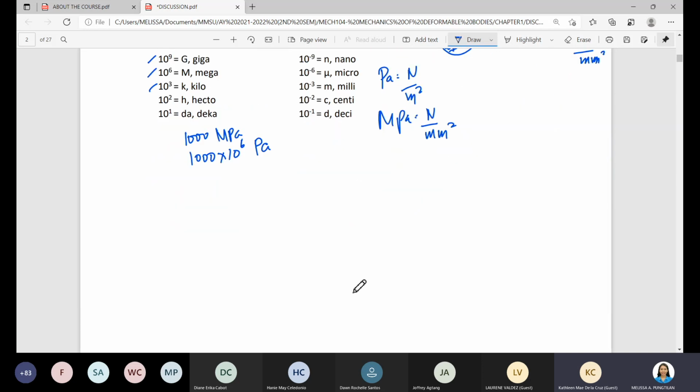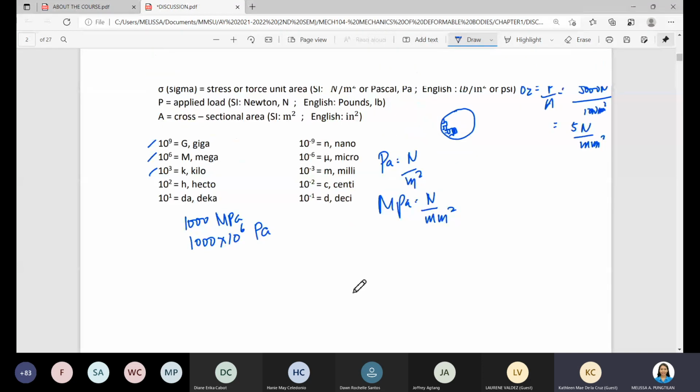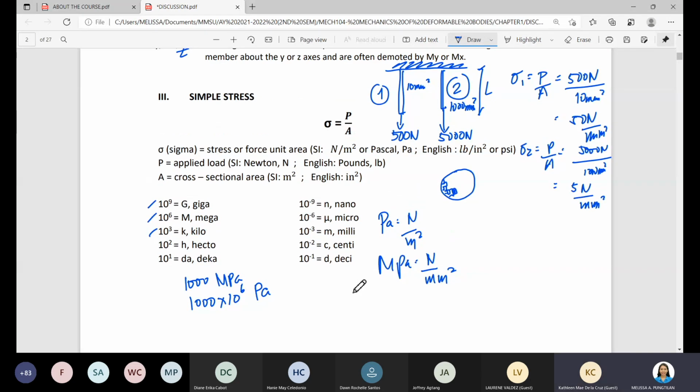So, meron bang questions sa ating concept dito sa part 1 bago tayo mag-proceed dito sa mga examples? May questions ba sa concept part? So far, wala. Ayan. So, mukhang wala naman. So, let's proceed now to our first example.